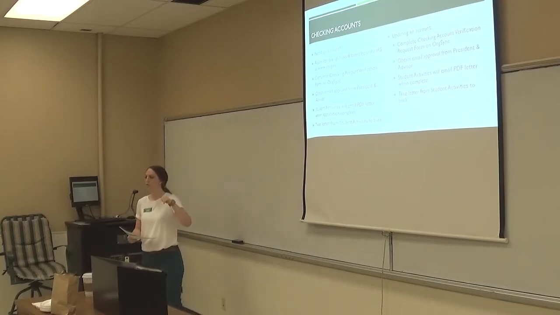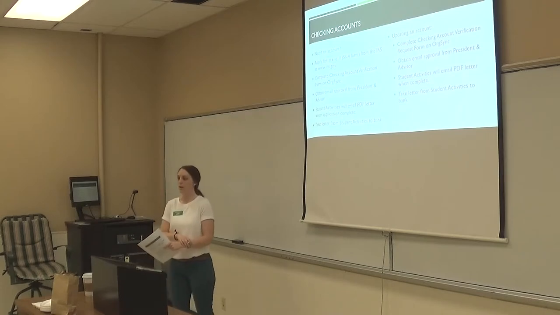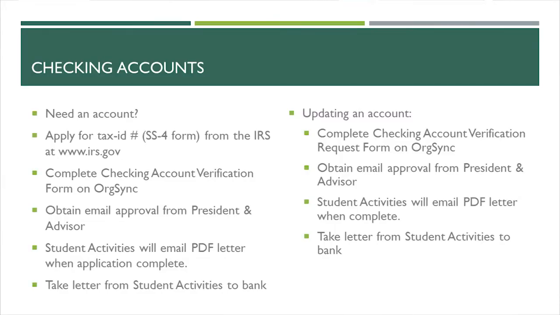So the first thing that they have to do is someone currently on the account needs to fill out the checking account verification request form on OrgSync. This is one way of us making sure that who's being added is being approved by someone who's already on the account. Basically, they'll fill in information, they'll add in who they want to add and remove as officers and as advisors. So if you wish to be on the account, that is an option. And then once they submit that form, it'll ask for the president and the advisor to approve. It's kind of our second check of making sure these people should be added to the account.